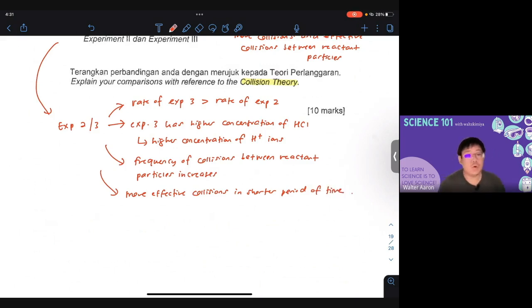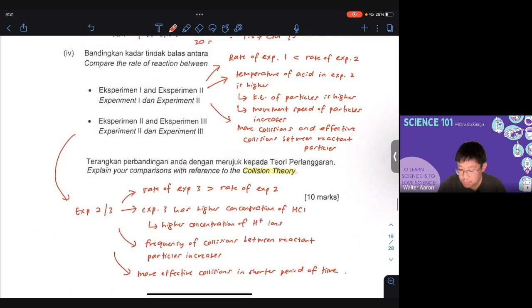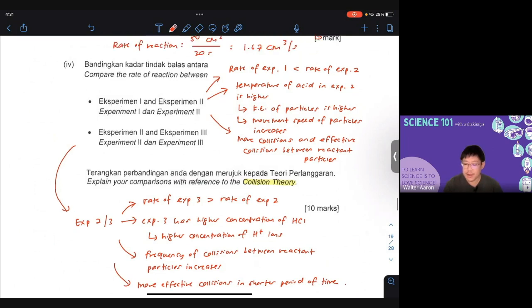All right, so that is how you can explain that in terms of the collision theory for both of the experiments. There are different factors involved because in this case one is about temperature and the other one is about concentration. So you have to mention both. Get all the marks correctly, you should be able to get 10 marks. It's actually quite easy if you know the sequence of it.